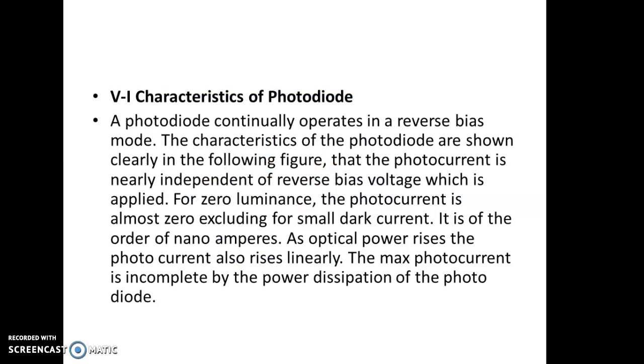The characteristics of the photodiode shown in the figure show that the photocurrent is nearly independent of the reverse bias voltage which is applied. For zero luminance, the photocurrent is almost zero, excluding the small dark current. It is often of the order of nanoamperes. As optical power rises, the photocurrent also rises linearly. Therefore, the maximum photocurrent is limited by the power dissipation of the photodiode.